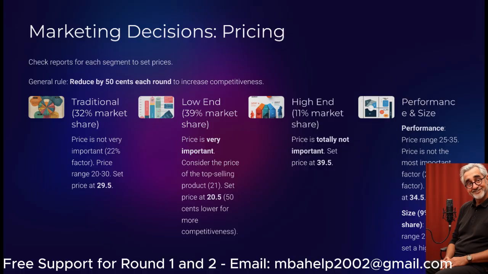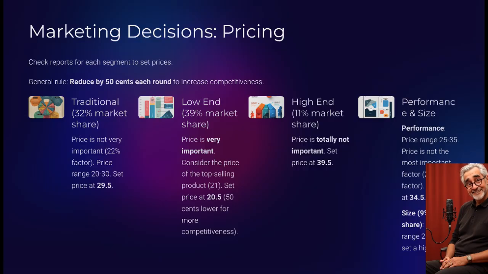Traditional, 32% market share. Price is not very important, 22% factor. Price range 20 to 30. Set price at 29.5. Low end, 39% market share, very large. Price is very important. Consider the price of the top selling product, 21. Set price at 20.5, 50 cents lower for more competitiveness.